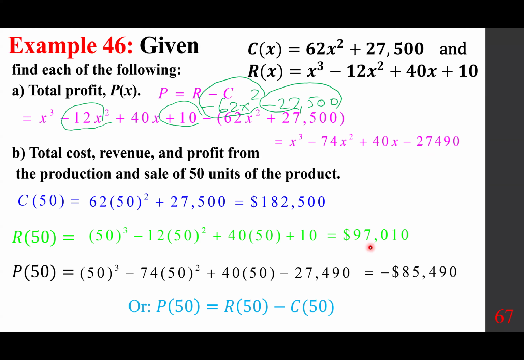So subtract 182,500 from 97,000. And that gives you the same answer. Obviously, that's faster. There is no reason to calculate this. I just wanted to show you, yeah, plug in. But since the profit is revenue minus cost, it is always the case at any given point, whether it's 50 units or any other number, it makes no difference, everybody.